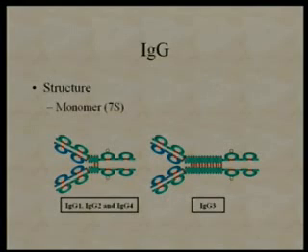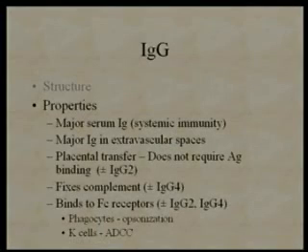IgG3 has a particularly large hinge region. You don't need to worry yourself with those kinds of things. Just keep in mind there may be some slight differences in the structure of the subclasses, but basically it's a monomer.